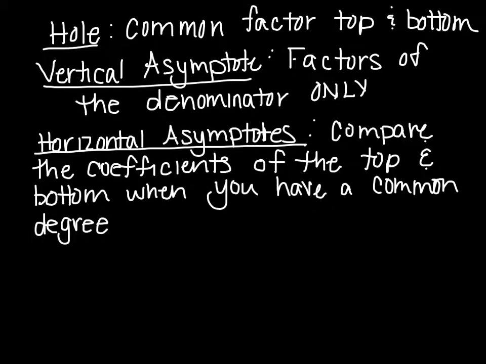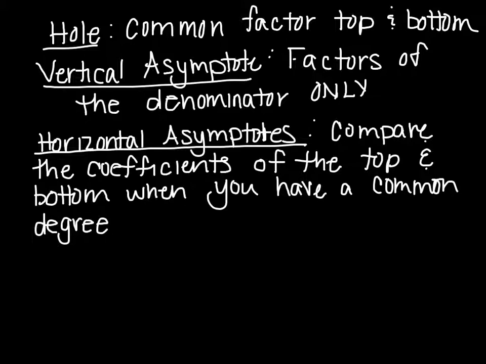Graphing rational functions, we have to set up parameters. The first is holes in our graph, which is a common factor top and bottom. So if you factor everything and you have a common factor, you have a hole in your graph. Vertical asymptotes are factors of the denominator only. When the denominator equals 0 at a specific place, the graph cannot exist.